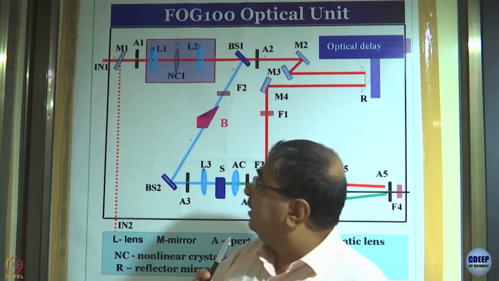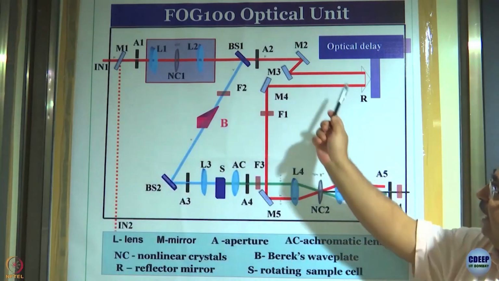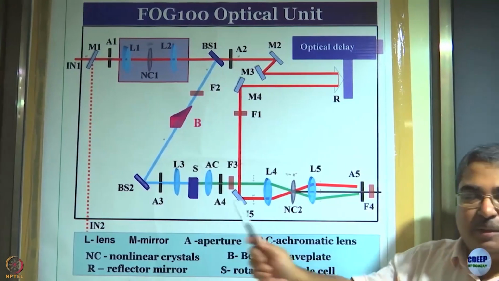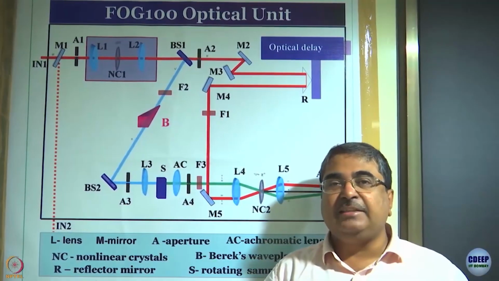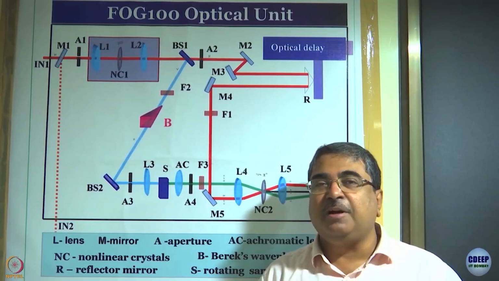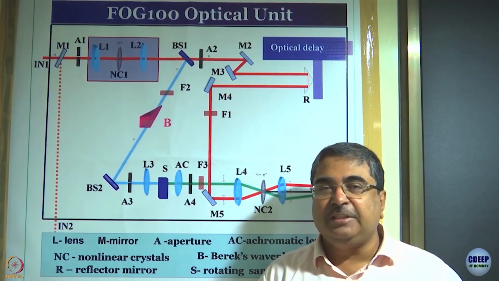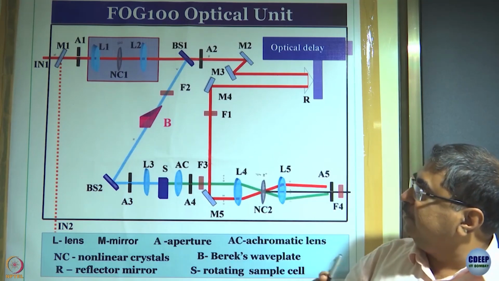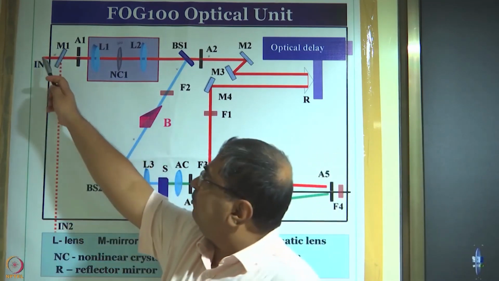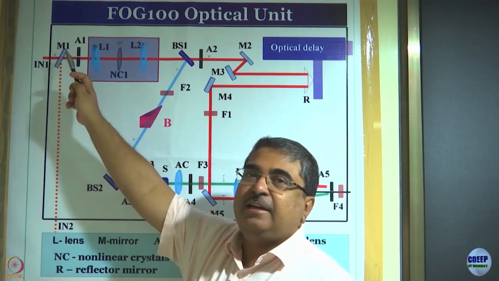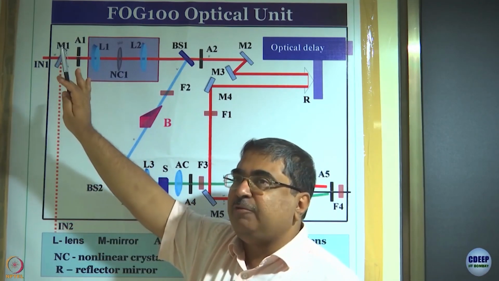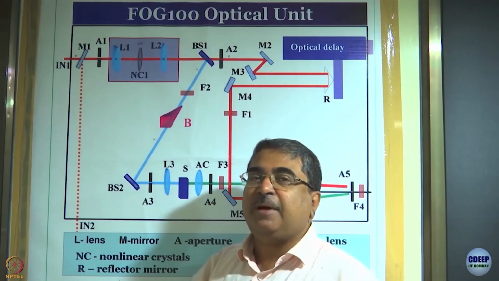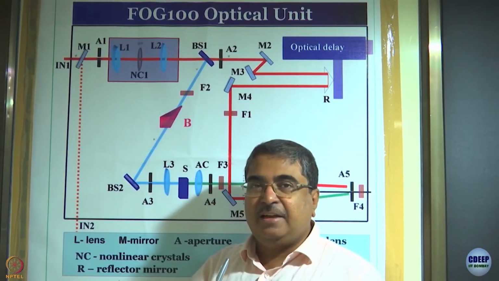So, you might remember that this is the layout of our optical unit for the FOG spectrometer. The spectrometer we use in our lab has the name FOG 100. It is from a company called CDP Corporation, which is based in Russia. So, just to remind you, what we have here is red light, nominally 800 nanometer, but in our case tunable from 690 nanometer all the way to 950 nanometer, from a femtosecond pulsed titanium sapphire laser.